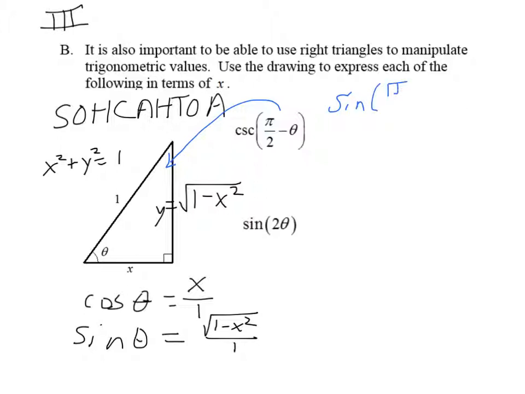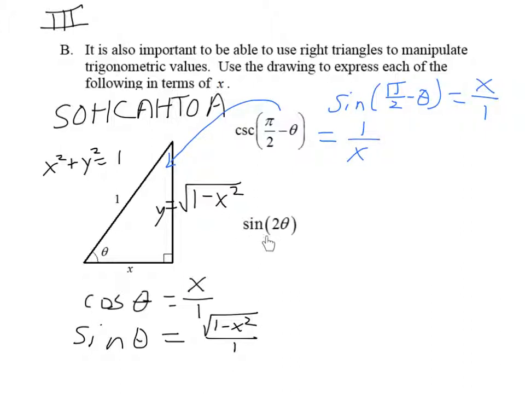So the sine of pi over 2 minus theta, let's see, I believe is the opposite leg from that angle, which would be x over 1. So therefore the cosecant must be just 1 over x, right? It's the reciprocal. So that's not too bad, just a little sneaky with the angle.